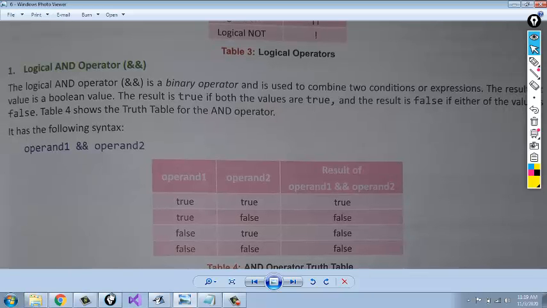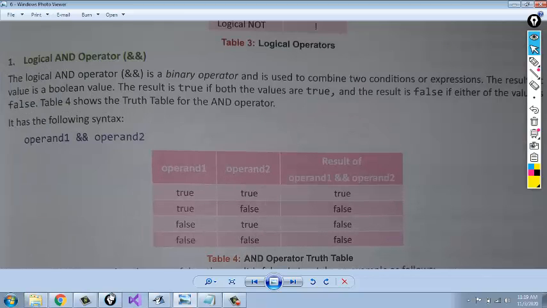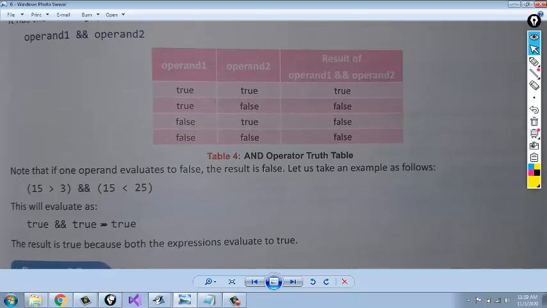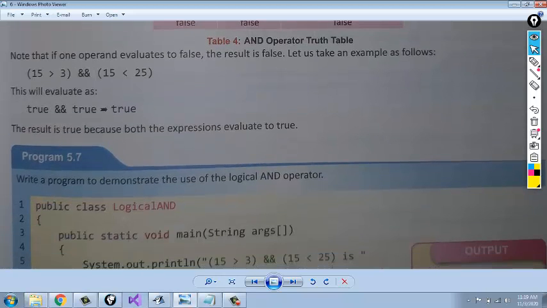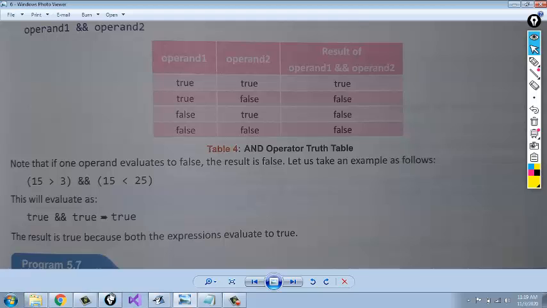See, operand 1 and operand 2. This is the syntax of using these operators. And see, operand 1, operand 2. I will show you. Before explaining this one, we can discuss this example first.